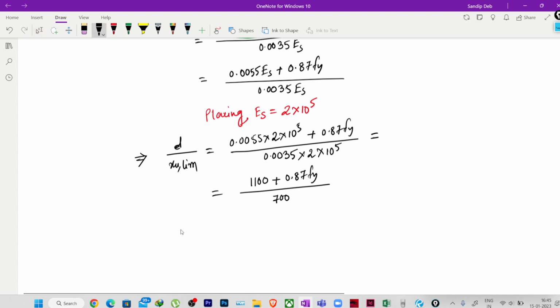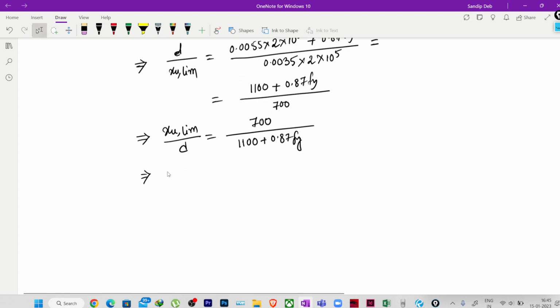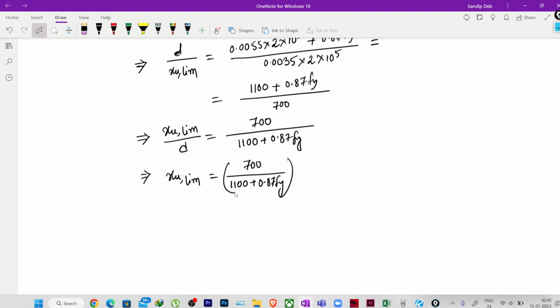If you just reverse it, it will be Xu limit by d equal to 700 by 1100 plus 0.87 Fy. So how much will be the Xu limit? My Xu limit will be 700 by 1100 plus 0.87 Fy multiplied by my effective depth.